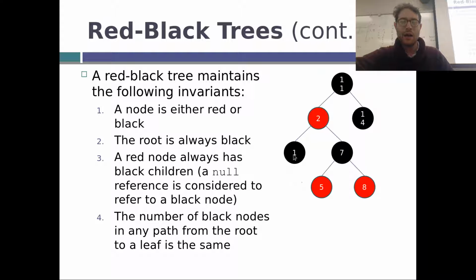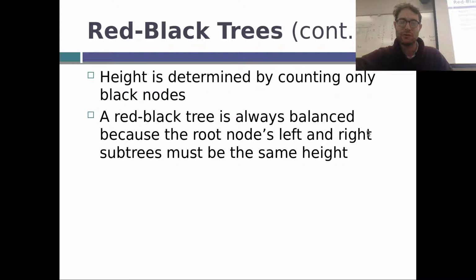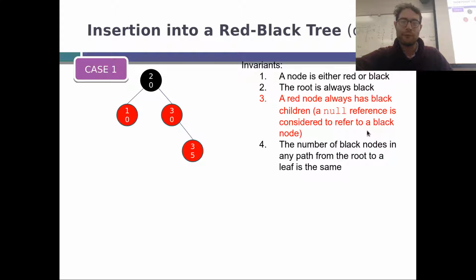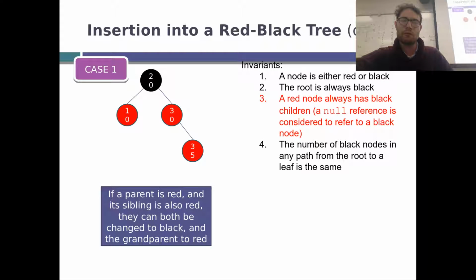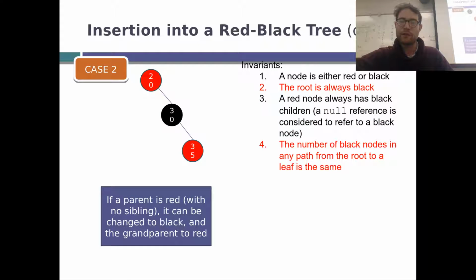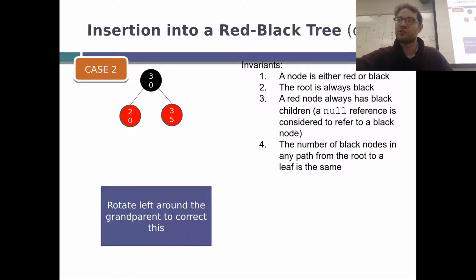And any path needs to contain the same number of black nodes. Any path from the root to a child contains the same number of black nodes. We determine height only by counting black nodes, and then we just have these rules about how things are added. When one of those rules is broken, there's a specific way to fix it, and there are specific types of rotations to do to fix it.